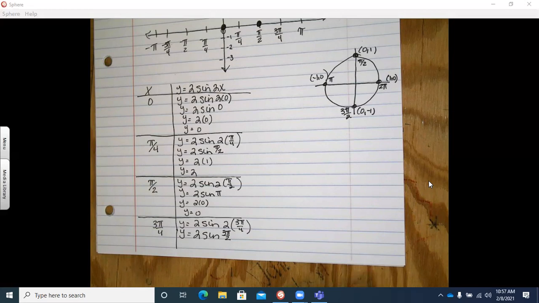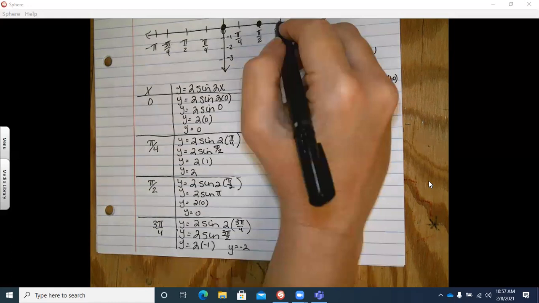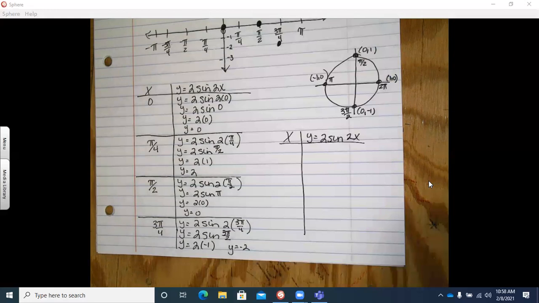And then all we have now to do is pi, and then we'll just repeat the pattern on the other side of the x-axis. So when x is pi, y equals 2 times the sine of 2 times pi, which is 2 pi. What's the sine of 2 pi? 0. So y equals 2 times 0 gives me 0. When x is pi, y is 0.